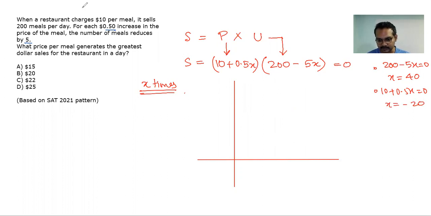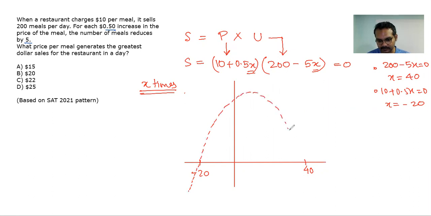So the two solutions of this quadratic are one at minus 20 and the other at 40, and the graph would be inverted because the x squared term, if you expand, would have a negative coefficient. So the graph would look somewhat like this. This is the point where we have the maximum sales. Clearly from symmetry it must lie midway between minus 20 and 40. So what's the average? Minus 20 plus 40 divided by 2, so that's 10.